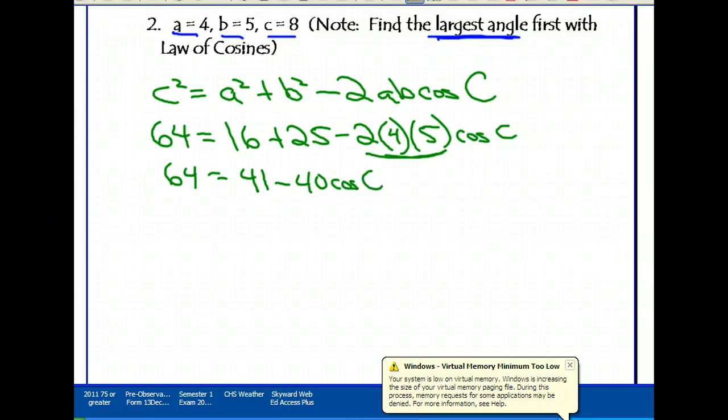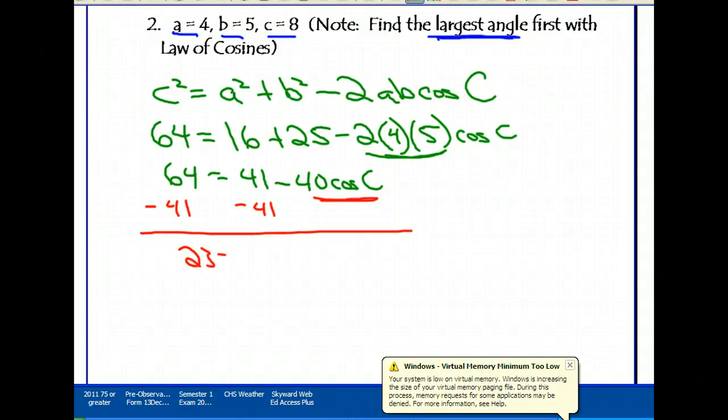cosine of C. And I've seen people in the past make mistakes here. They'll try to put the 40 and the 41 together. They don't go together because of the order of operations. This is connected with multiplication. So my next step is subtract 41 from both sides. Looks like a 23 is a negative 40 cosine of C.